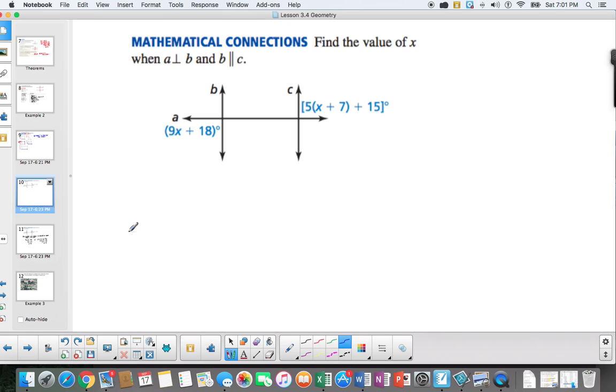Okay, I'd like you to try this problem on your own. Stop the screencast and see if you can figure out the value for x.